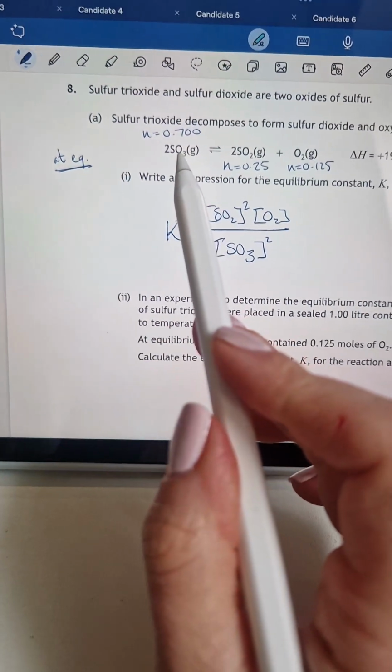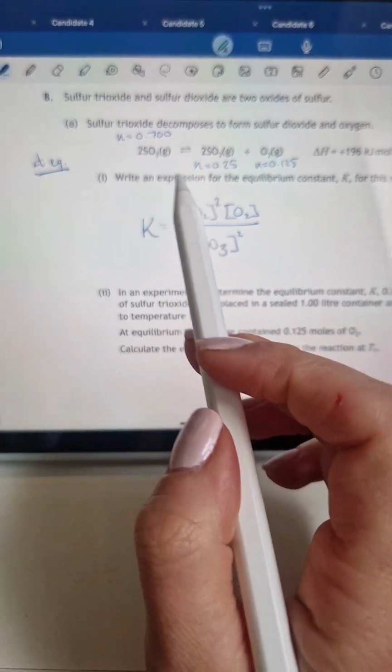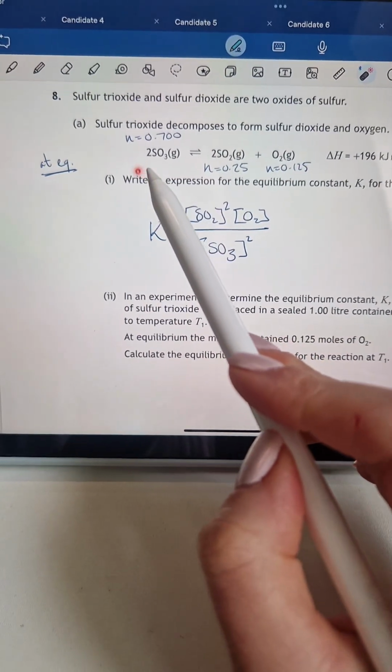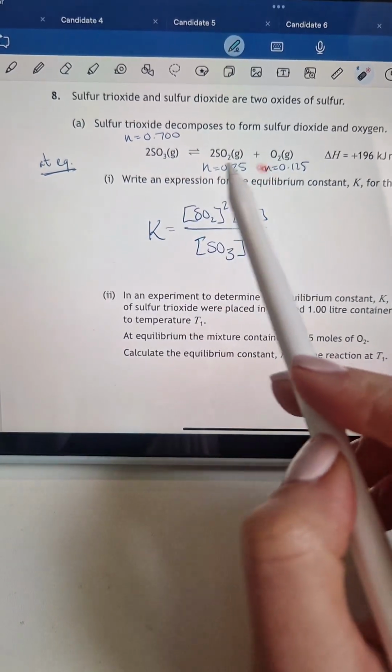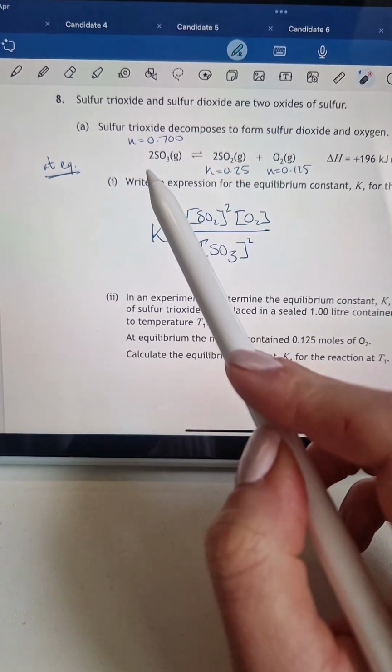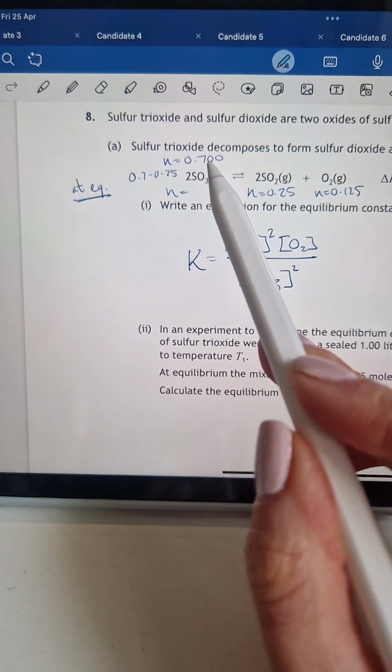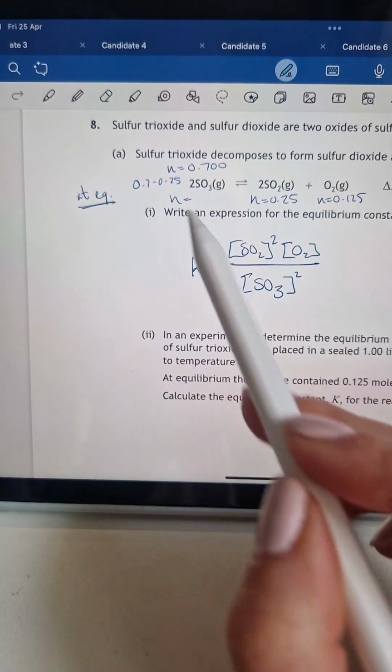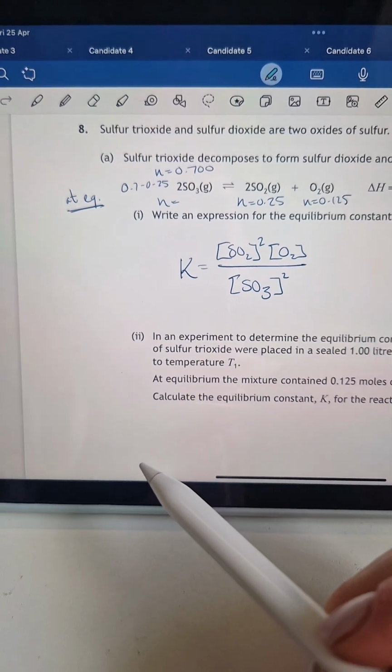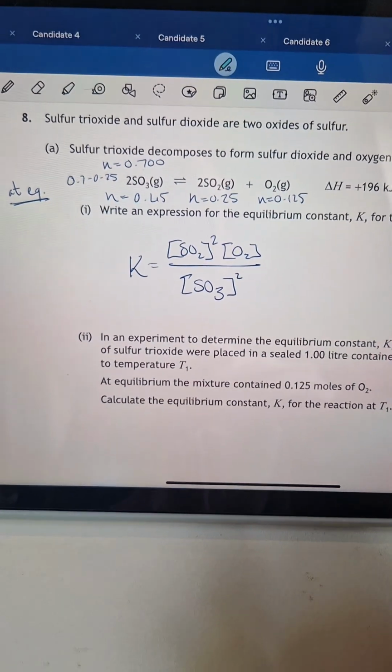Now, to work out how much of the reactant is at equilibrium, we need to do a subtraction. So because it's also 2 moles in the ratio, that means we must have used 0.25 moles of it. So we just have to take what we used away from what we had initially, and that gives us what's left at equilibrium, which in this case would be 0.45 moles.